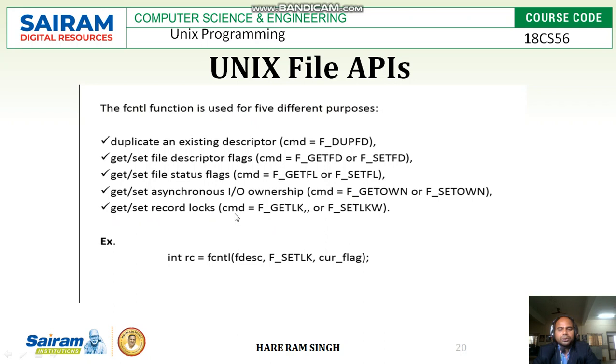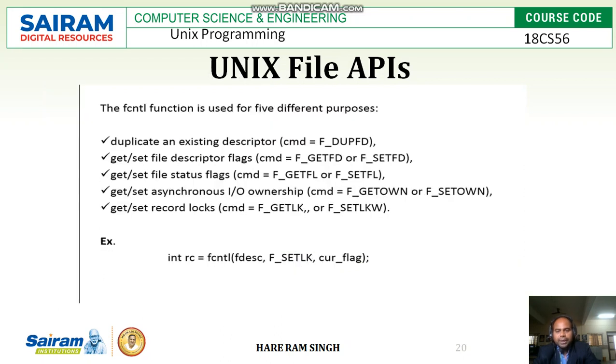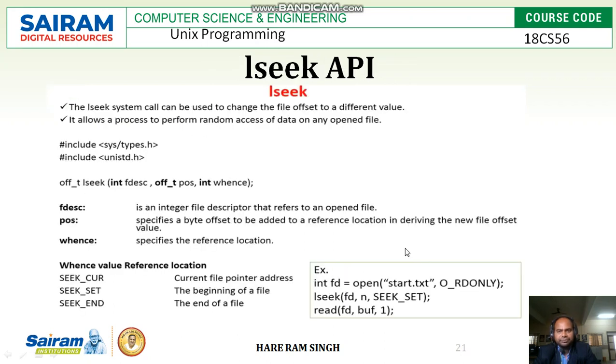Next, get or set record locks. If you want to lock records, you can use the values F_GETLK or F_SETLK. For example, fcntl with the file descriptor, F_SETLK and the current flag. It means we are locking a file whose file descriptor is this value, from the current offset.